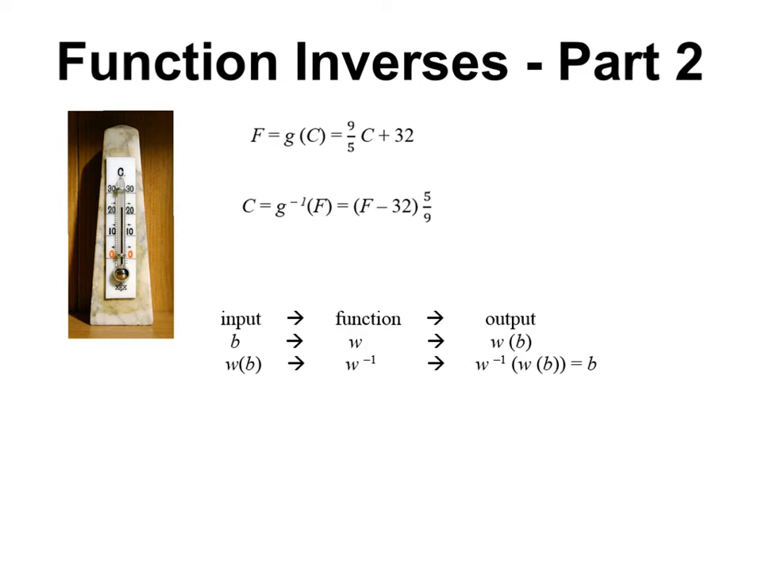So, if we put one value, say b, into a given function, say w, and then obtained an output, and then if we put that output into the inverse of the original function, we will always obtain the value that we started with. This idea is an important part of what it means for a function and its inverse to undo one another.